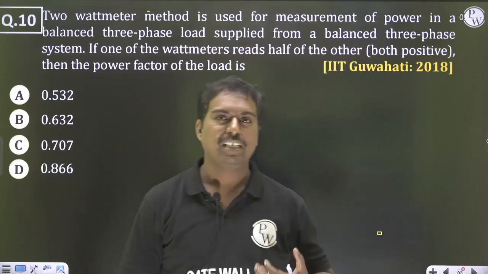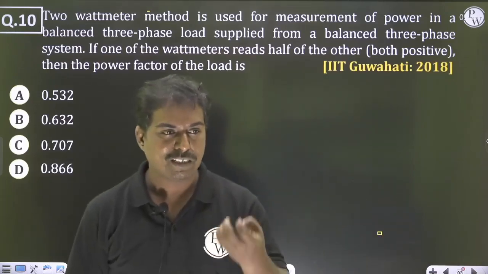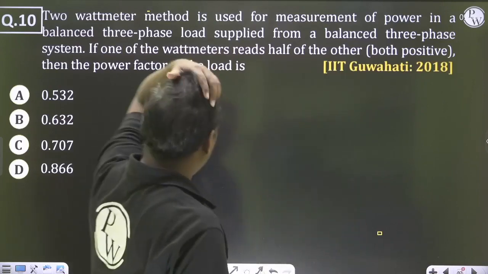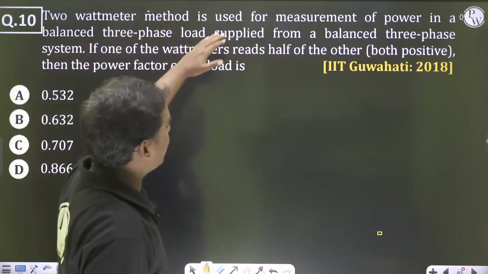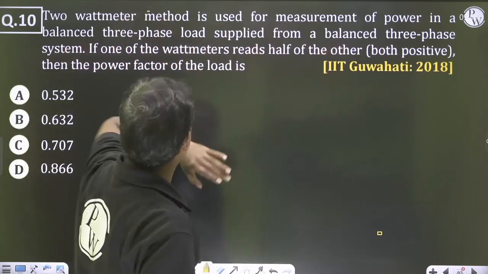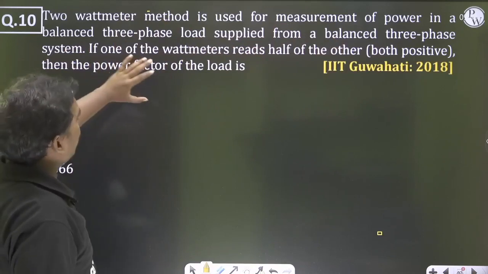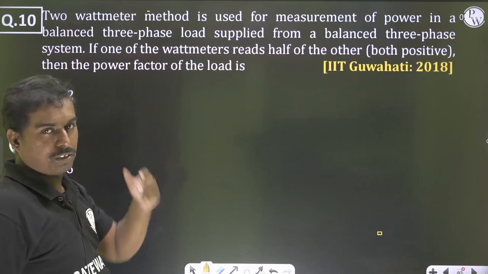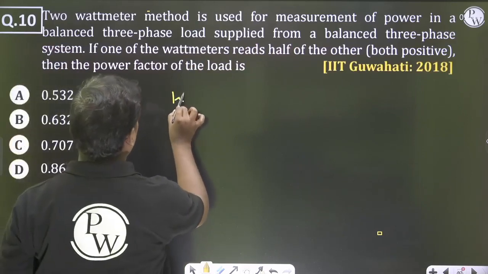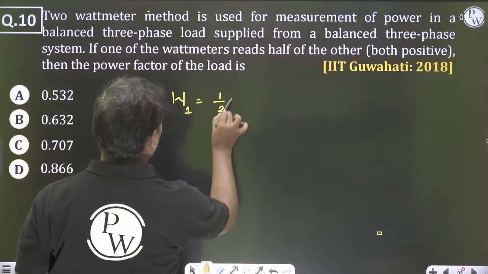How it came, how the derivation came doesn't matter. But for a faculty we have to teach everything. So, but please take the conclusions and you practice it. Okay. Next question. 2 wattmeter method is used for the measurement of power in a balanced 3-phase load supplied from a balanced 3-phase system. If one of the wattmeter reads half of the other, then the power factor of the load is dash. So W1 is equal to half of the other.